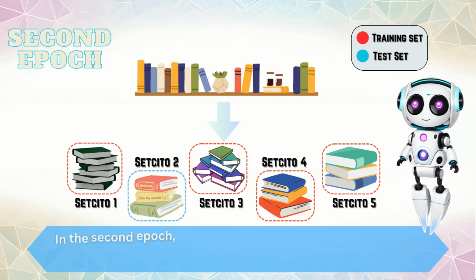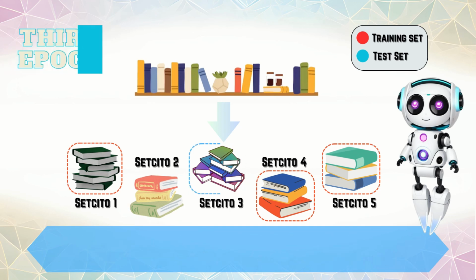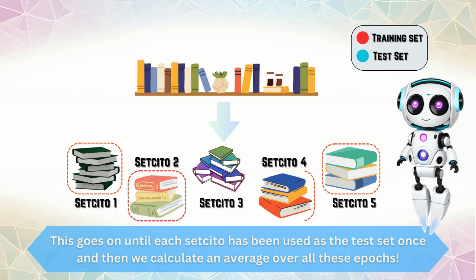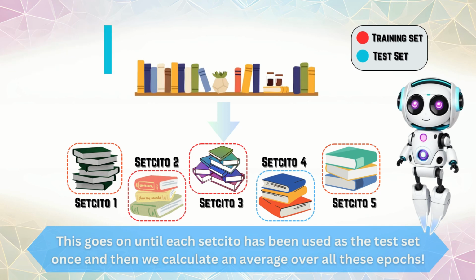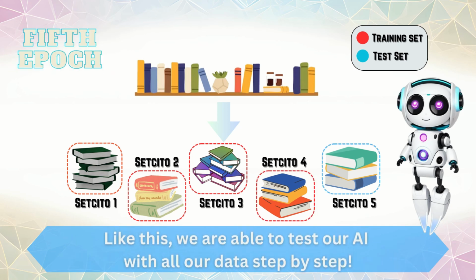In the second epoch, the second setcito is used as the test dataset, whereas the others and the first setcito are used for training. This goes on until each setcito has been used as the test dataset once, and there we calculate an average over all these epochs. Like this, we are able to test our AI with all our data, step by step.